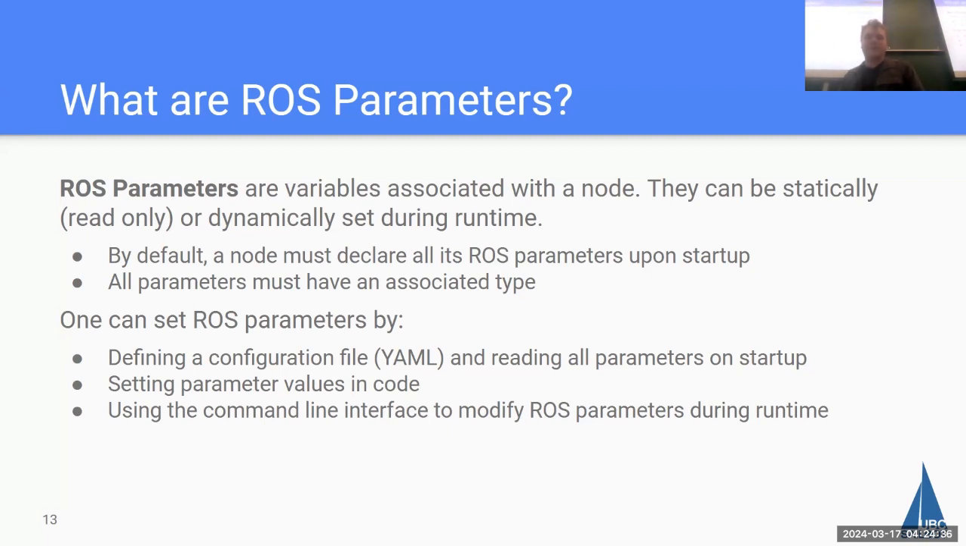So all parameters must have a type, of course, and each node has to declare what parameters it's going to use ahead of time. I believe it will throw an exception if you try to use a parameter in your code that's not been declared. So you have to declare those. Then you can set ROS parameters using a predefined configuration file, which is what we do in Sailbot Workspace. You can set the parameters in code, and in my demo I actually do this. And then you can also change your ROS parameter in the command line interface, which I'll show you guys how that's done in a bit.